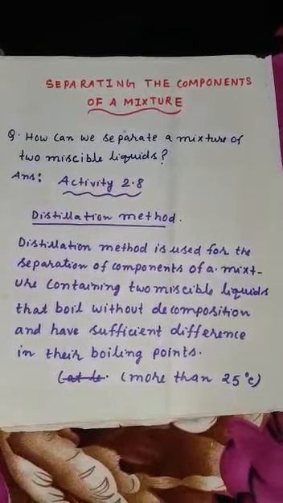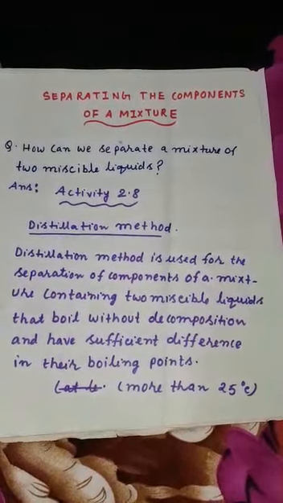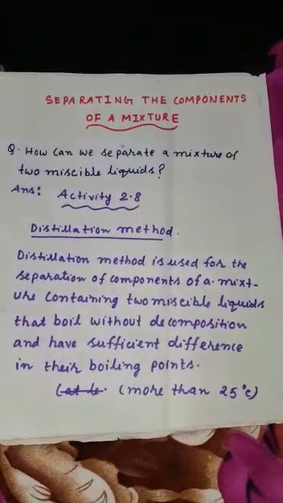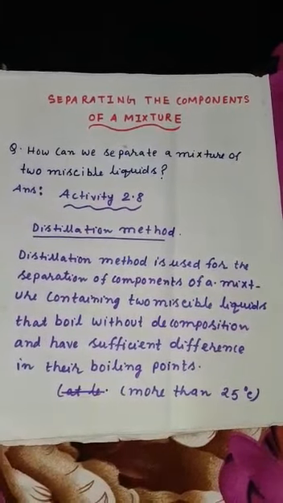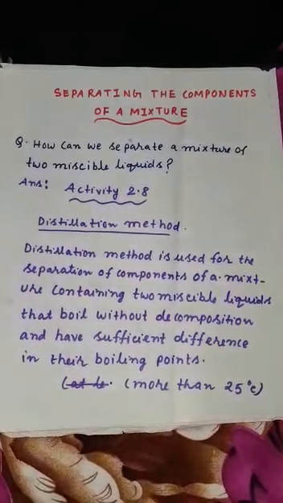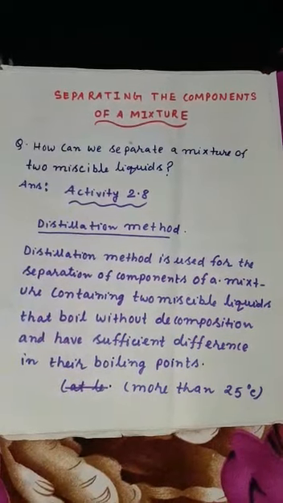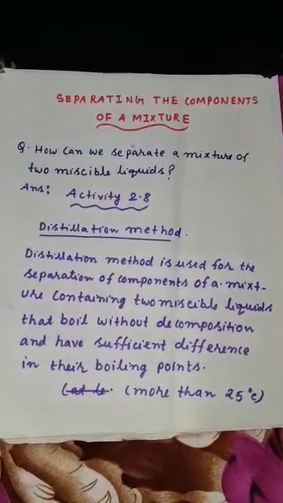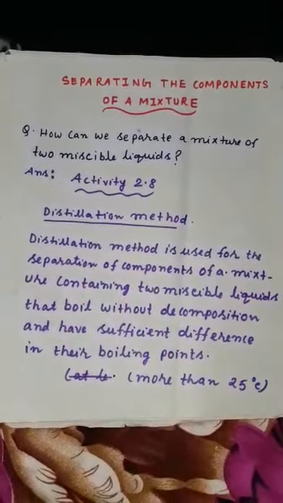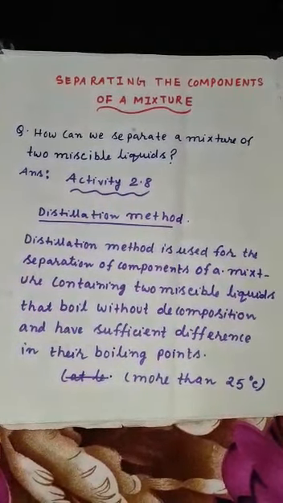Am I clear? For example, if you take a few ml of alcohol and a few ml of water and mix them, you will see that they get mixed up. If you take acetone and water also, it will get mixed up. Am I clear? So it forms a single solution. Since it is a single solution, how do we obtain those components from it? That we will learn today. We can separate a mixture of two miscible liquids by a process called the distillation method.